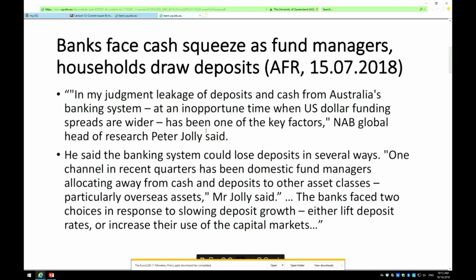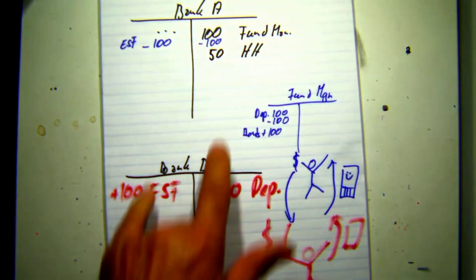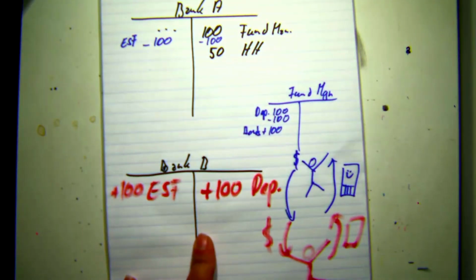Leakage of deposits. Australian banks suffer because fund managers are allocating away from cash deposits to other classes. So if one fund manager allocates away out of deposits to other classes, does that mean there's less bank deposits in the banking system? No, we just reshuffled them from one account to another account, right? So that by itself doesn't explain why we have less deposits in the banking system, because now we have exactly the same amount of deposits as beforehand. They're just sitting with another bank. So that explanation is of no good at this moment. So we have to think of a different way to explain it.